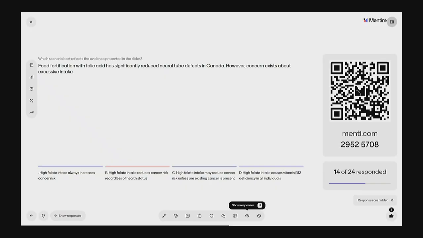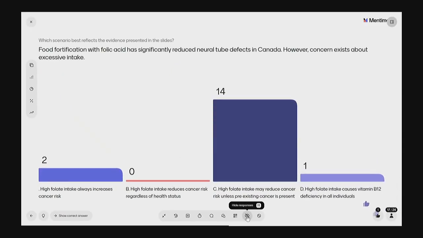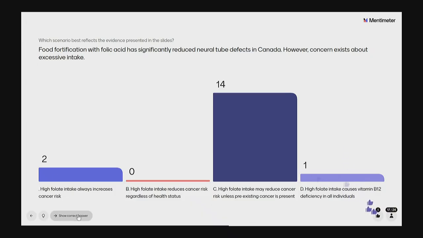So maybe wait for a few more people to respond and then. Okay, so let's show the responses. And let's show the correct answer.